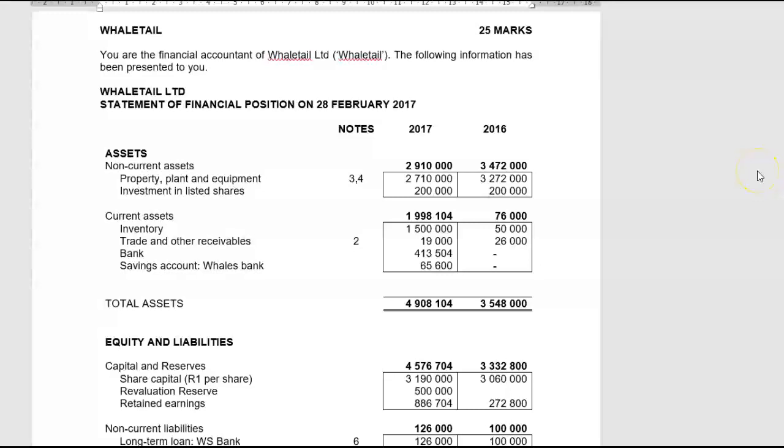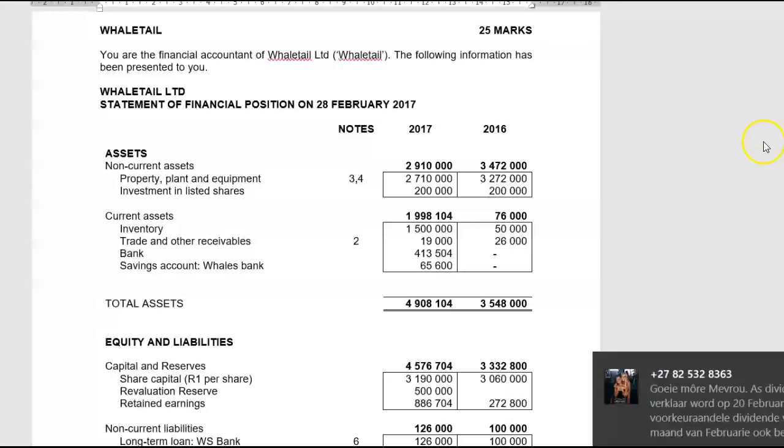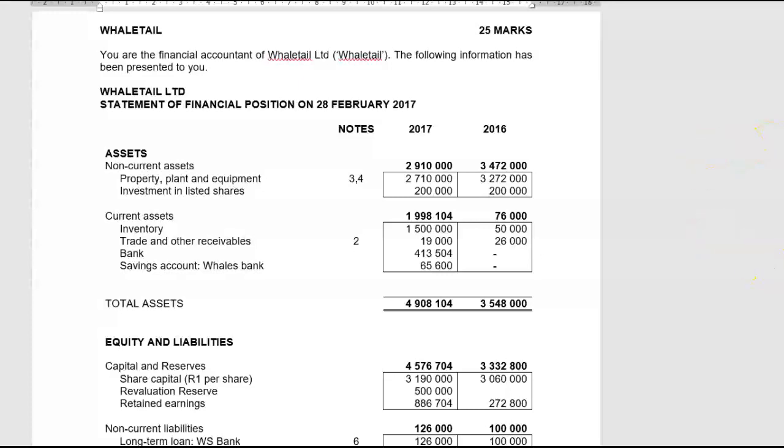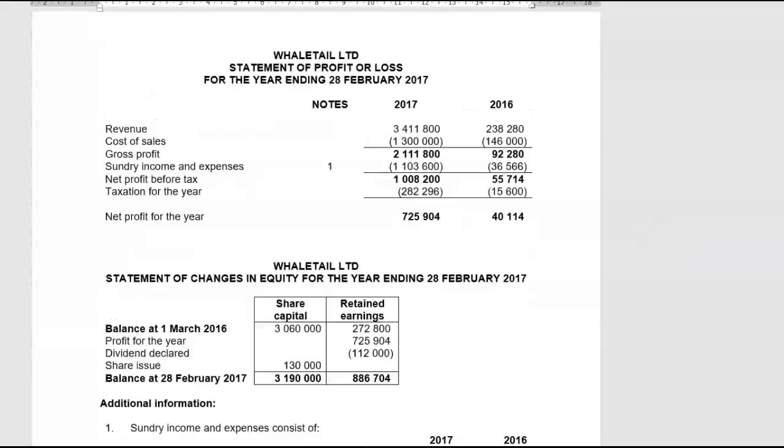Guys, I'm not going to do Whaletail in detail, but there are a few things which are different in this question to other questions that you've done, and I think that you should take note of those issues. The first thing is property, plant and equipment. They give you property, plant and equipment. It is one figure, there's no breakdown.